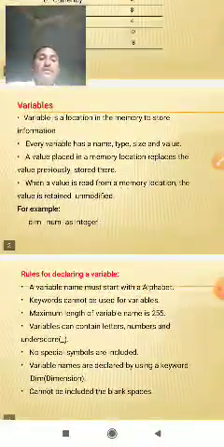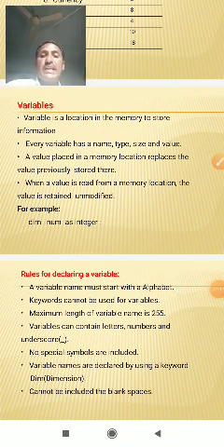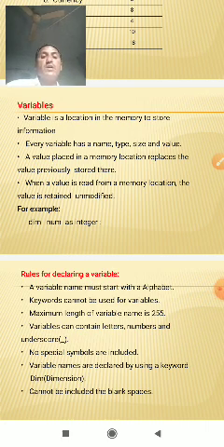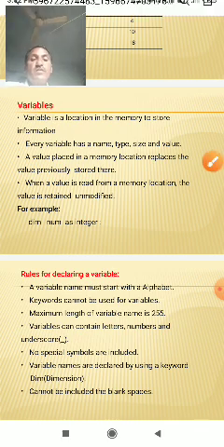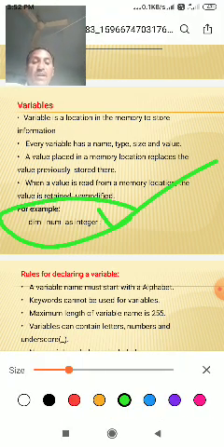Variable declarations. Every variable has a name, type, size, and value, and local memory allocation to store it. The value read from the allocated memory is undefined. Example: Dim num As Integer.